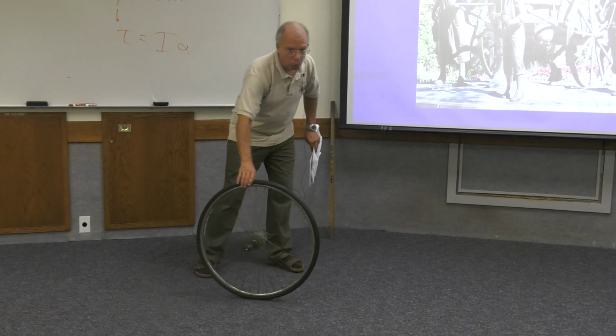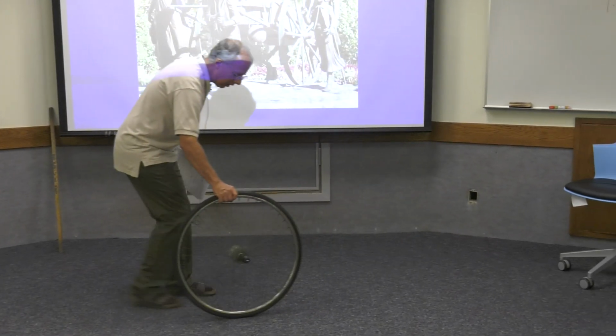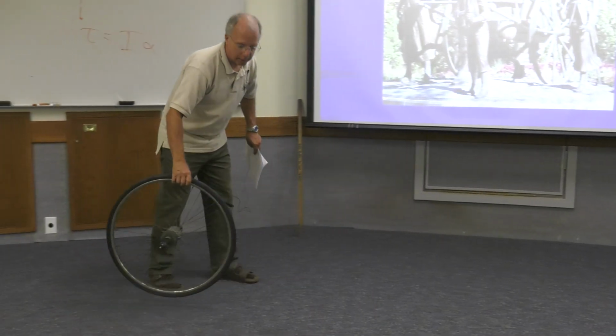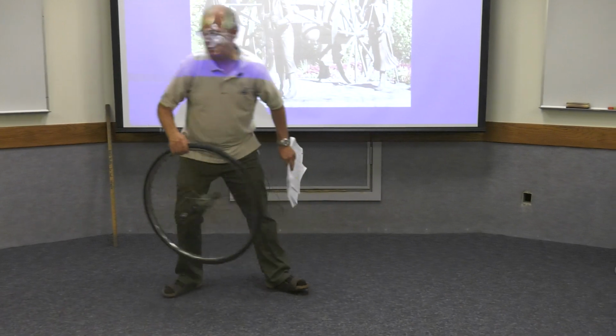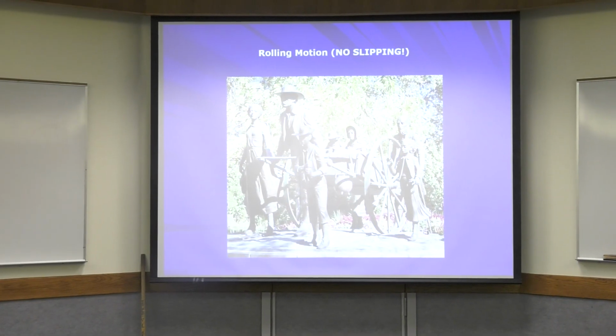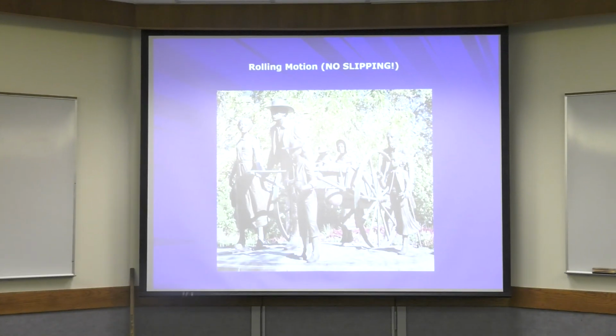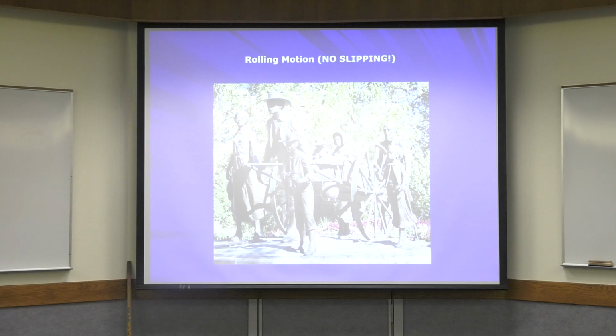So this is rolling motion, okay? And there's no slipping. This would be slipping, right? We don't want that. We just want rolling motion. Okay, so that's what we want to talk about, rolling motion. So we've got the pioneers, right, when they're rolling those wagons across the plains. Okay, that's what we want to talk about.